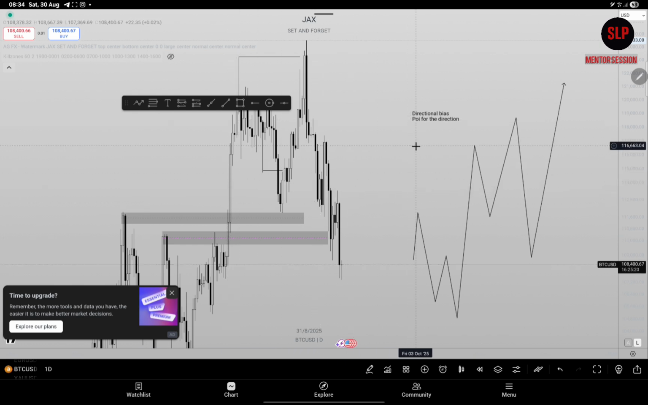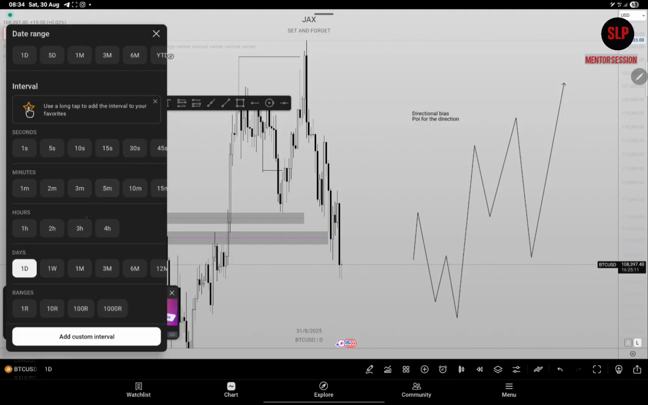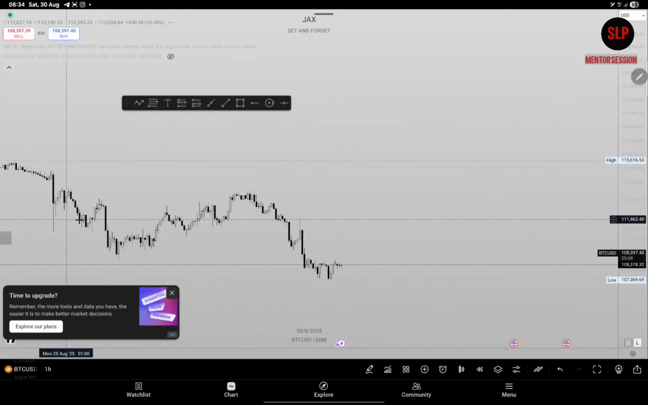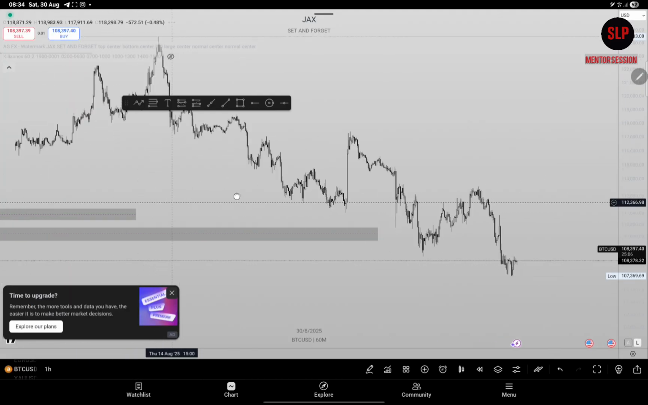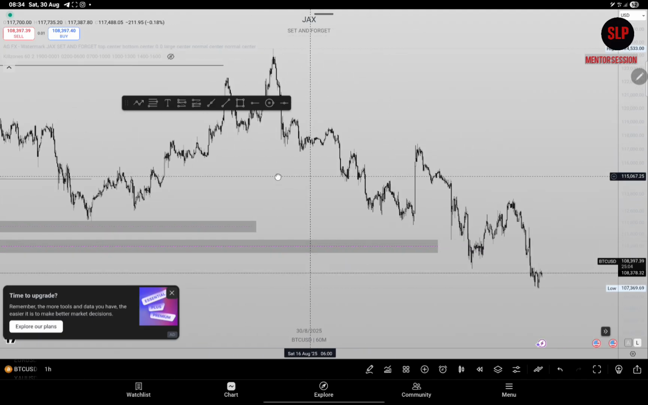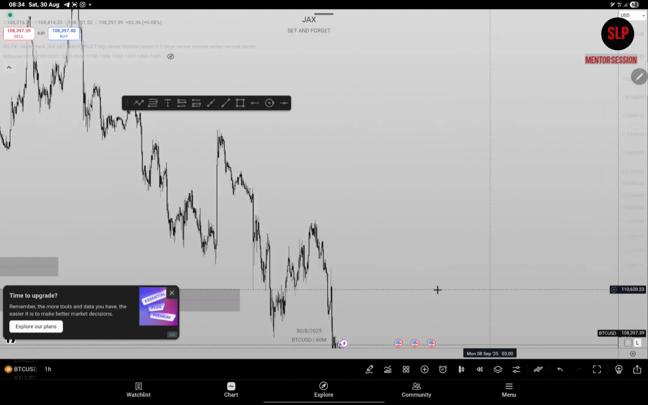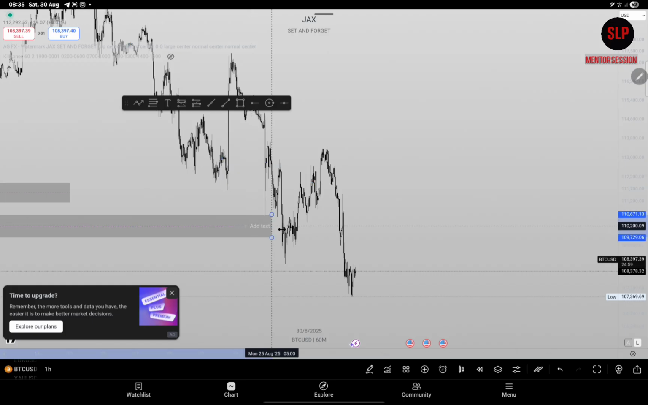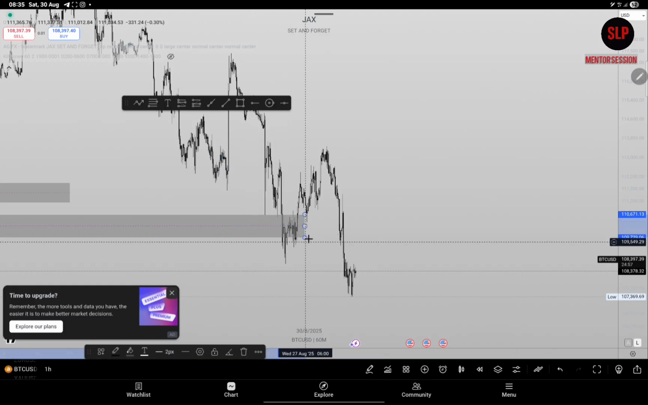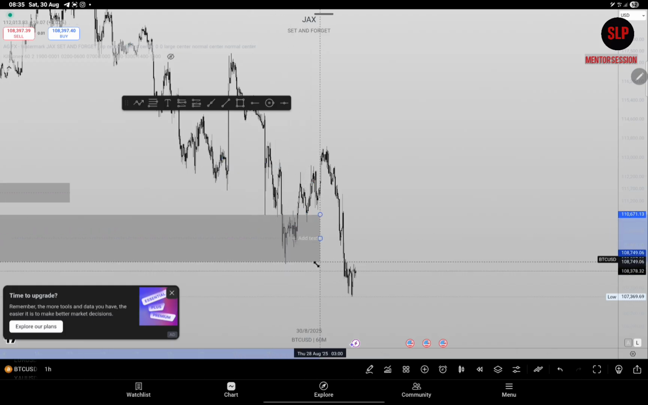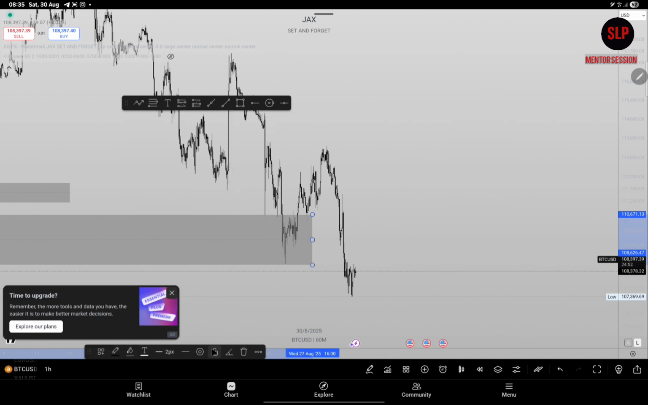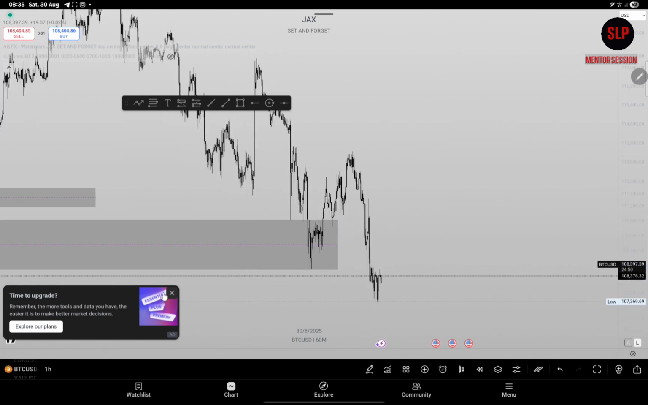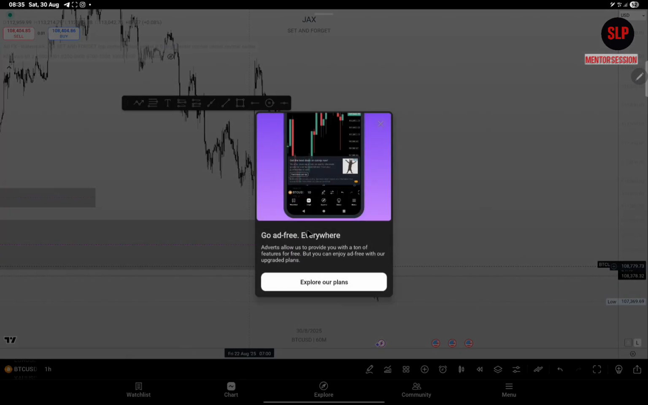Next, I'll talk about the POI direction for the POI, then I'll go to my lower time frame. Let me go to, should I say 1 hour? Yeah, 1 hour. Let's go to 1 hour. This is the 1 day time frame, so the text should be bigger, with the 1 day point of interest and everything. So let's go to 1 hour.